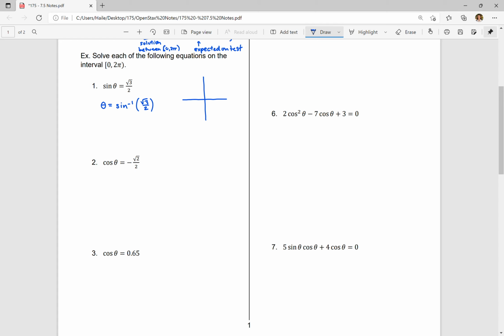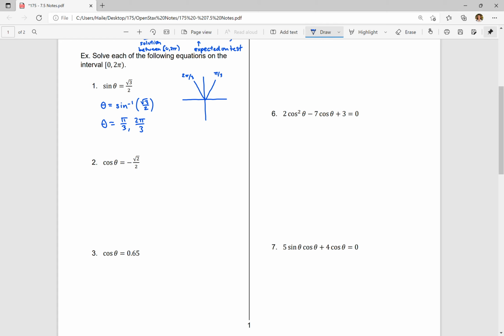So all we want to do is think about what angles going around the unit circle have a sine of root 3 over 2. And there's going to be two of them. There's going to be one in quadrant 1, and one in quadrant 2, because those are the two quadrants where sine is positive. If you remember your unit circle values, the value that has a sine of root 3 over 2 would be pi over 3. And in quadrant 2, that same pi over 3 reference angle gives 2 pi over 3. So our two solutions are pi over 3 and 2 pi over 3.